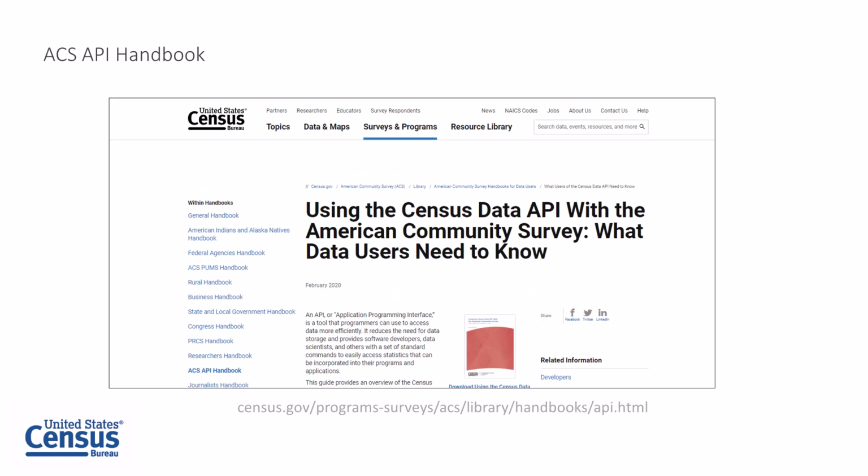Another great resource is the ACS API Handbook. This provides a very detailed look at using the American Community Survey datasets in the API with step-by-step walkthroughs and screenshots. It also touches on some of the more complex ways of filtering American Community Survey data that we did not touch on in this course. For example, it shows how to filter by more complex geographies and detailed population groups.